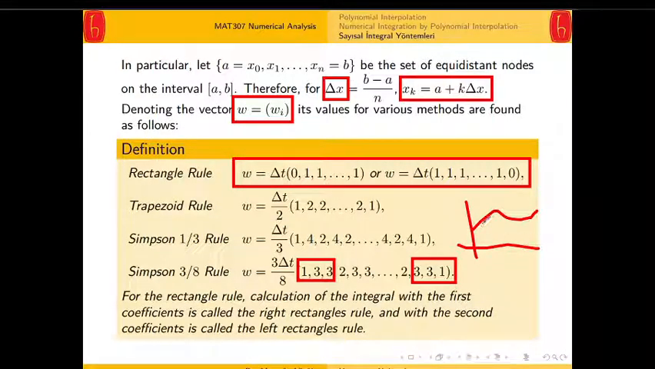Or if we use, for example, a trapezoid to compute the integral, say this is the trapezoid we use to find the integral, then this will be our trapezoid rule and it will correspond to those weights.